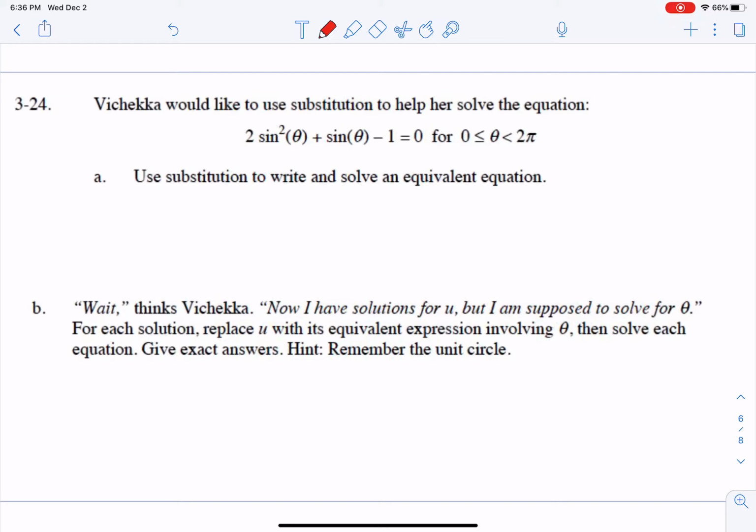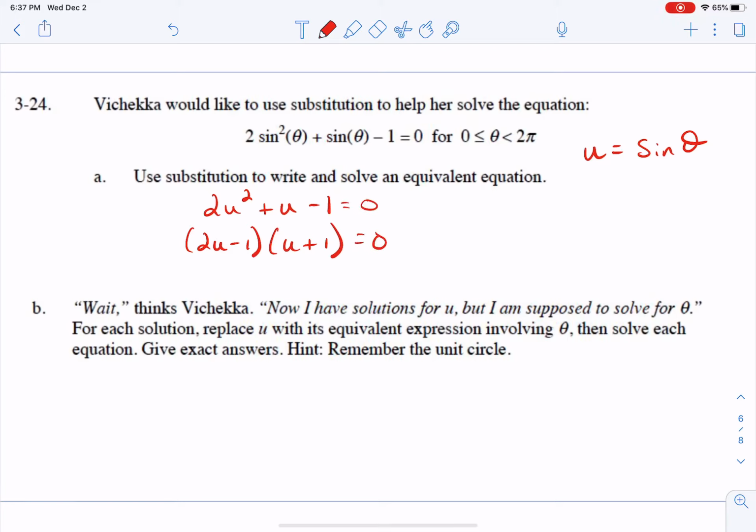So if I want to use substitution to help solve this problem, I'm going to make u equal to the sine of theta. So I have 2u squared plus u minus 1, which factors to be 2u minus 1 times u plus 1. So u is equal to 1/2, or u is equal to -1.